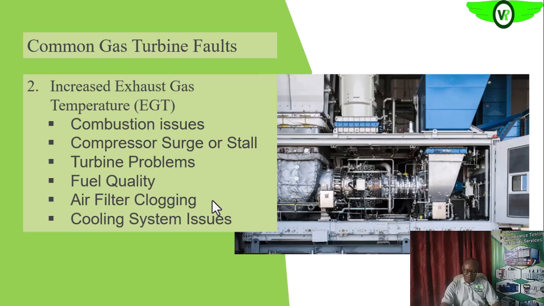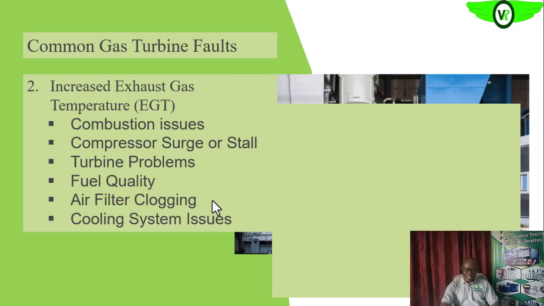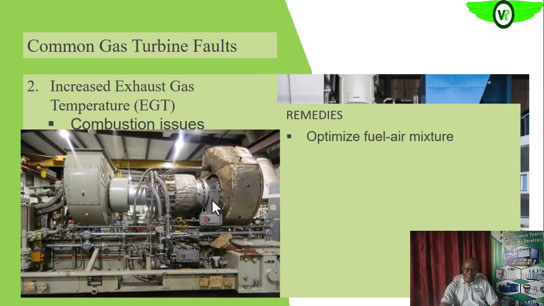Cooling system issues. When the cooling system is not effective, it is very clear that it can also result in increased exhaust gas temperature. So what can we do to stem that tide? First, we want to optimize the fuel air mixture. So you saw the fuel control system that we showed earlier. That control system, we want to optimize it so that the air fuel mixture will be at its optimum.